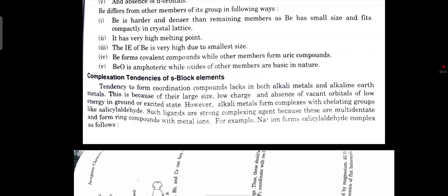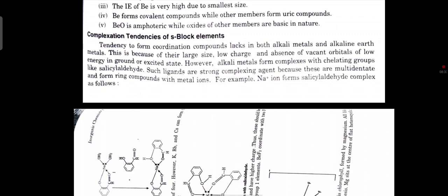Complexation tendency of s-block elements. The tendency to form coordination compounds is lacking in both alkali metals and alkaline earth metals. This is because of their large size, low charge and absence of vacant orbitals of suitable energy level in ground or excited state. However, alkali metals form complexes with chelating groups like salicylaldehyde. Such ligands are strongly complexing agents because they are multidentate and form ring compounds with the metal ion. For example, sodium ion forms a salicylaldehyde complex as follows.